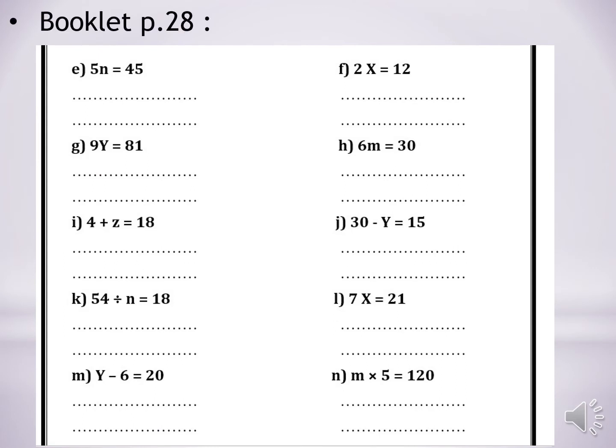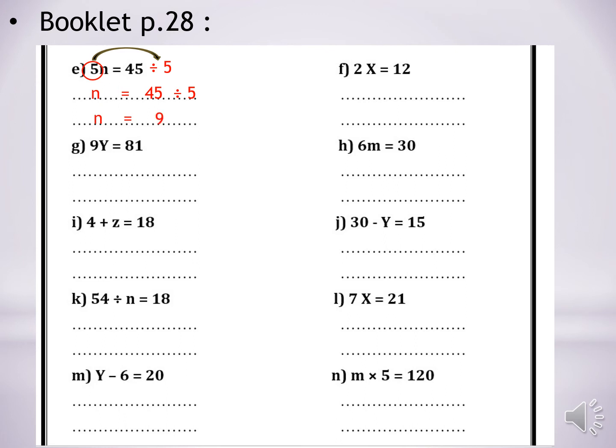Booklet page 28. Letter E, 5n equals 45. Take the number to the other side with the opposite sign. So circle the 5. Here I have a hidden multiplication. It will be division. It will be 45 divided by 5. So n equals 45 divided by 5, n equals 9.